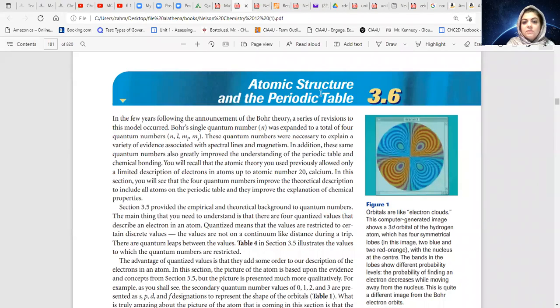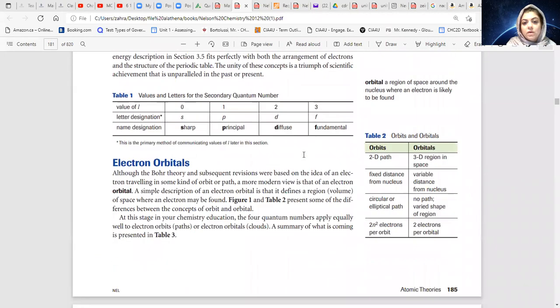Okay, 3.6 atomic structure and periodic table. So we did talk about what is the L. So this is orbitals, could be 0, 1, 2, 3. If the L is 0, we call it S orbital. L is 1 is P orbital, L is 2 is D orbital, 3 is F orbital. It's coming from these words: S for sharp, P for principal, D for diffuse, and F for fundamental.